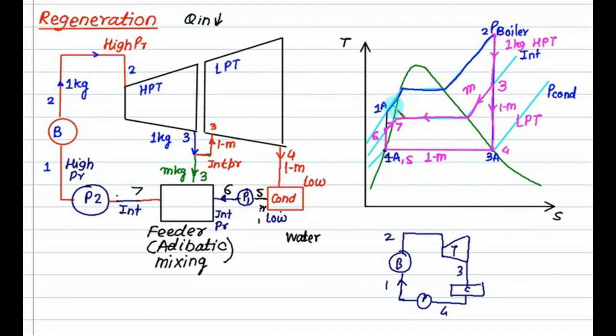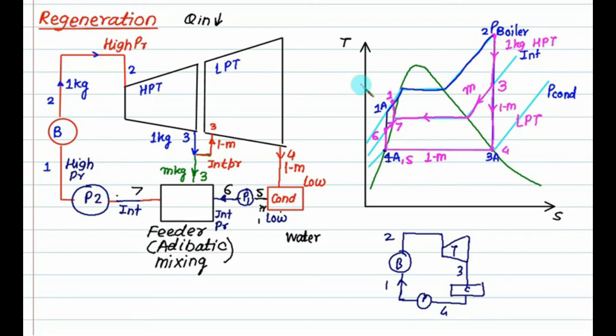So for our side, this one is point number 1. If you compare this, point number 2 is fixed for the boiler. And in a simple Rankine cycle, the entry to the boiler is 1A. And in case of regeneration, the entry is 1. 2 minus 1 is less than 2 minus 1A. So there is a reduction in heat transfer.